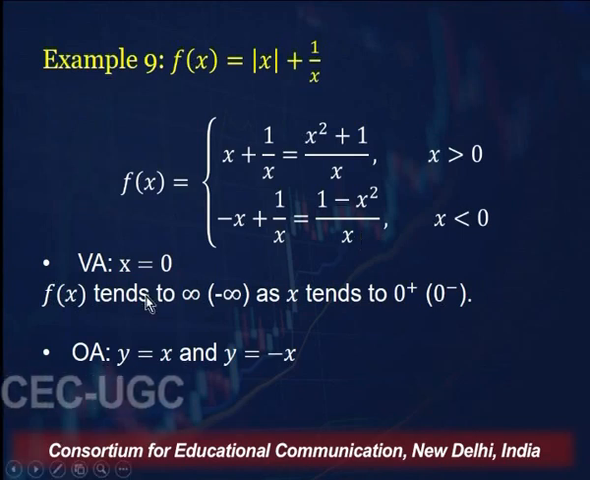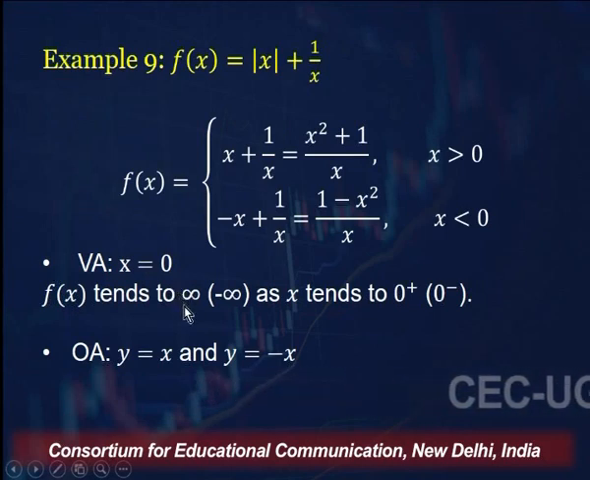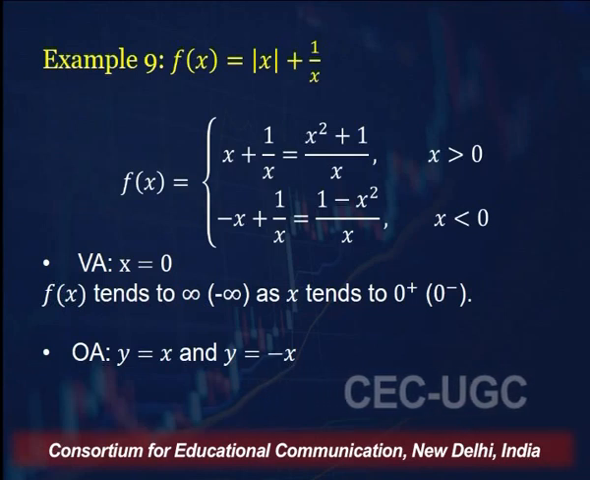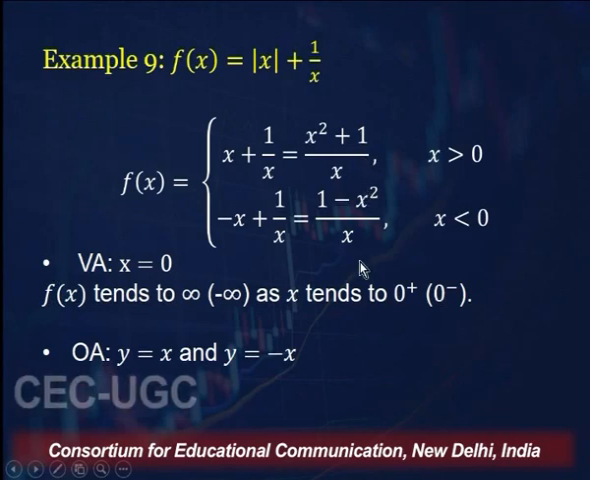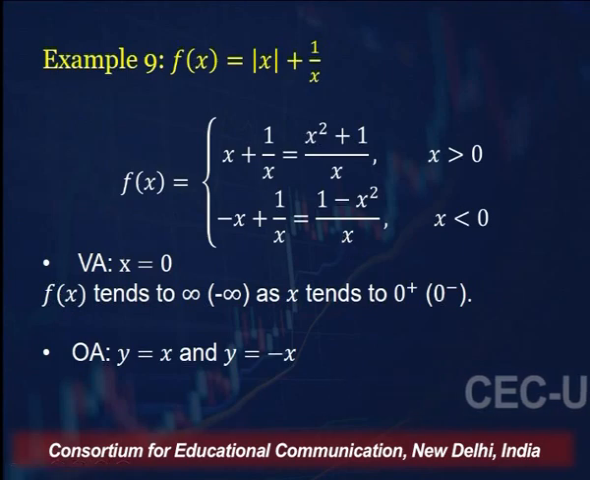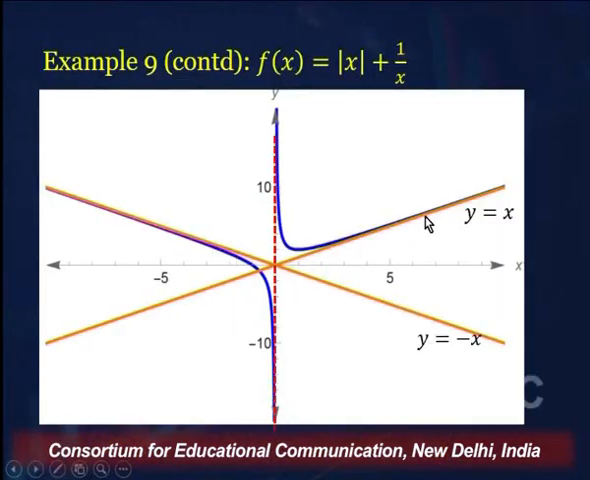So here you have x equal to 0 as the vertical asymptote. The function tends to infinity as x tends to 0 from the right, and it tends to minus infinity as x tends to 0 from the left. The oblique asymptotes here are y equal to x and y equal to minus x. This is what you get when you perform the long division. So this example is interesting because it shows that you can have two oblique asymptotes, which is what I've shown here. The curve is in blue, and you can see that there are two oblique asymptotes here and also a vertical asymptote at x equal to 0.